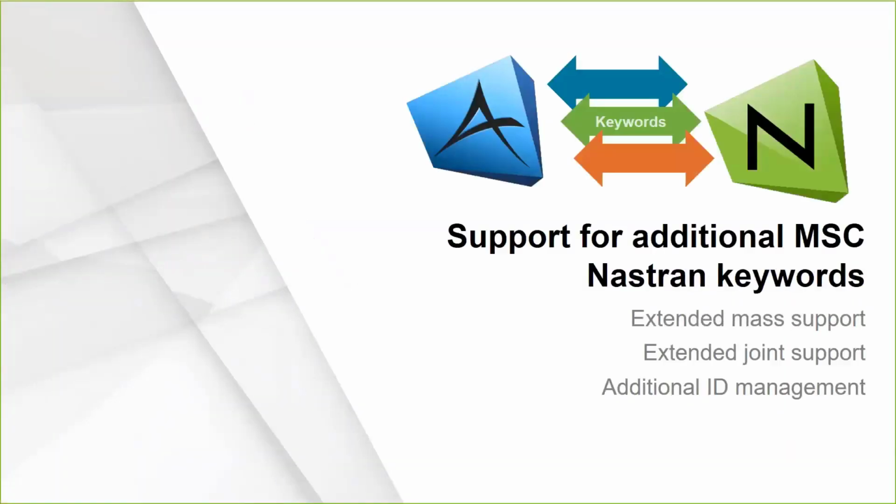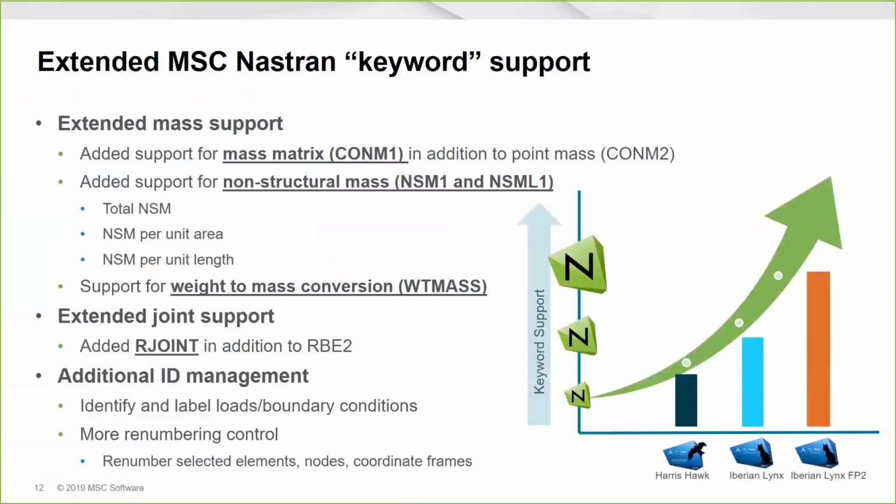All right, let's look at some other new things that are in the Feature Pack 2 release of Apex. We have support for more keywords, and when we talk about keyword support, we're talking about Nastran entities, parameters, and options. In Feature Pack 2, we added more support for masses. Of course, masses are important for dynamic analysis, and of course, anything with gravity in the solution as well.